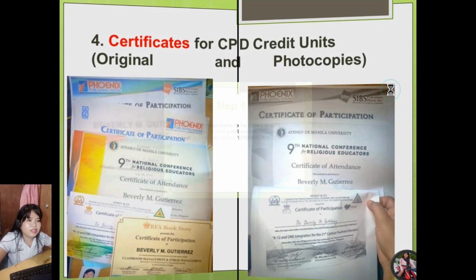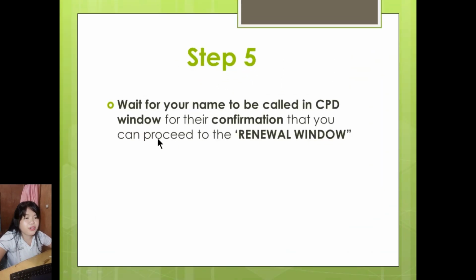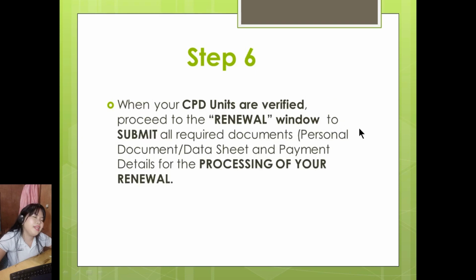Step number 5. Wait for your name to be called in CPD window for their confirmation that you can proceed to renewal window. Like, ma'am, okay po, ma'am, first renewal po kayo. Okay, you may proceed now to renewal window. Step number 6. When your CPD units are verified, proceed to the renewal window to submit all the required documents, personal document, the data sheet, and the payment details for the processing of your renewal. Ayan, kasi verified na po yung CPD nyo, okay po, proceed.